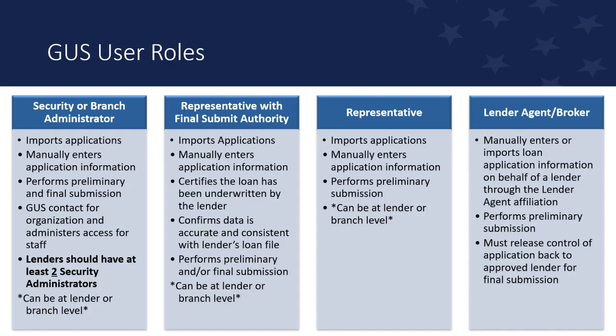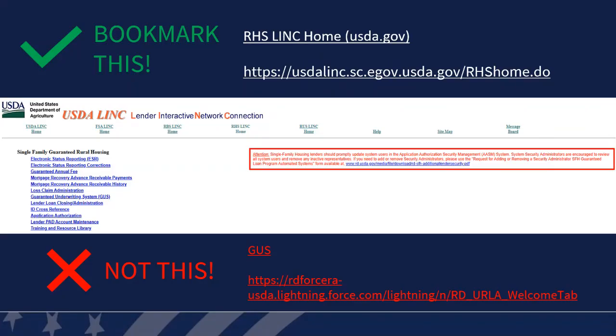Typically, this would be an underwriter, a team lead, or a manager. They would import or manually input applications. They certify the loan has been underwritten, confirm data is accurate and consistent with the loan file, and perform preliminary and/or final submissions. And then last is the representative or lender agent broker. Typically, this would be a processor, a loan officer, or a third-party originator. They can import or manually input applications and run preliminary submissions in GUS.